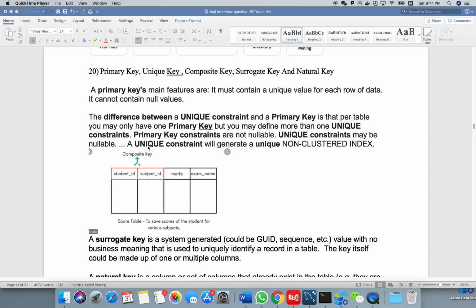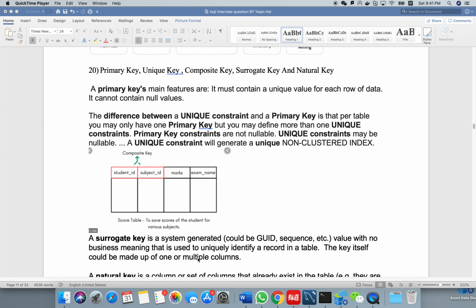And usually, a unique constraint will generate a unique non-clustered index. A composite key is just a key made of more than one column. For example, student ID and subject ID are the composite key, so the marks and exam scores depend on the student's ID and the subject ID.